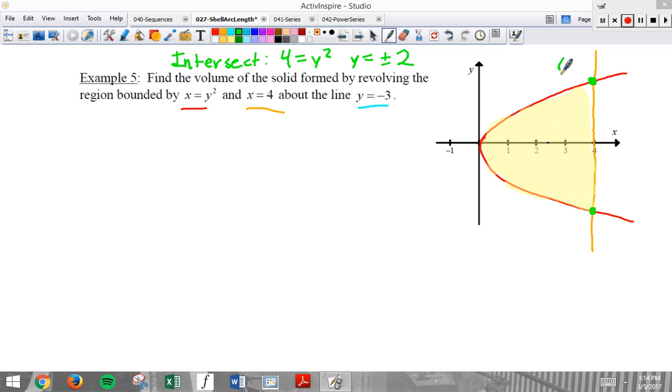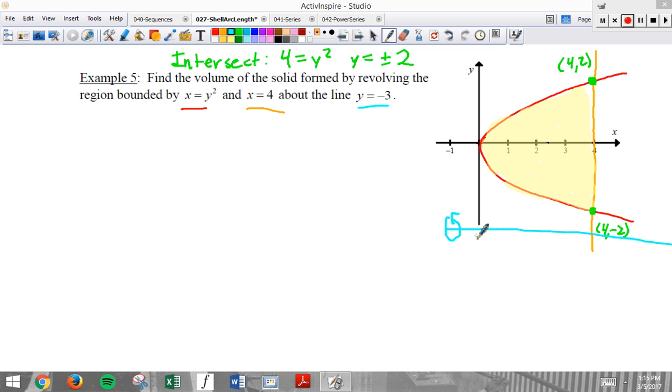If you said this one had coordinates (4, positive 2) and this one had coordinates (4, negative 2), I'm very proud of you, because it means you understand that this is the positive y-axis and this is the negative y-axis. How do I know its x-coordinate is 4? X equals 4. Anyway, so where is this line? It's below the figure. I don't care how you draw it. It just cannot be touching that point. All right, we're going to revolve around this line.